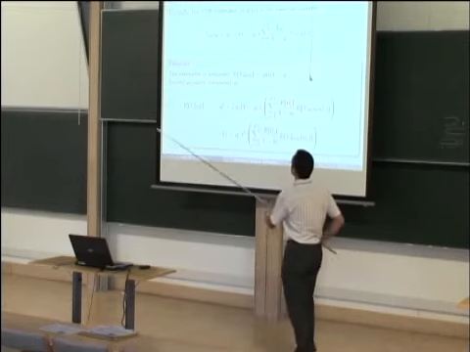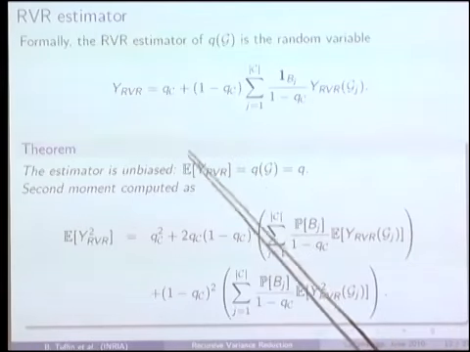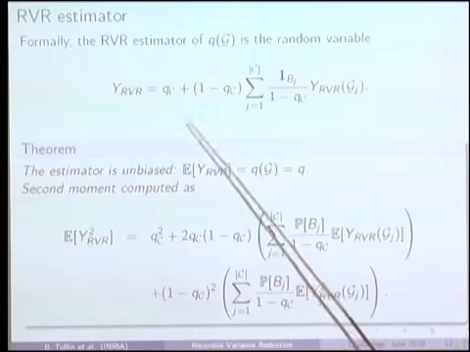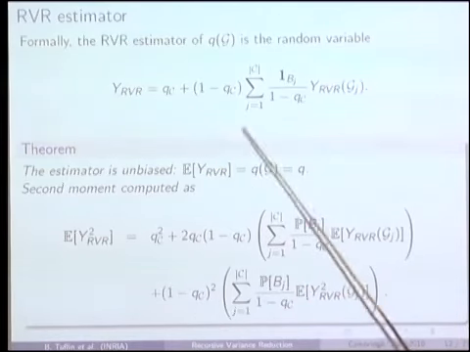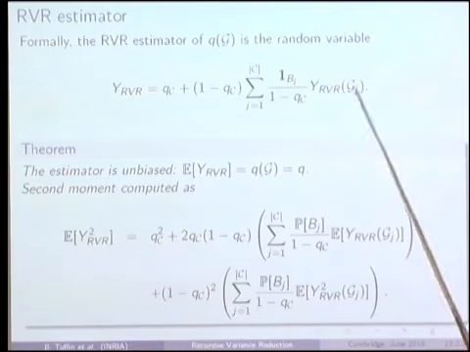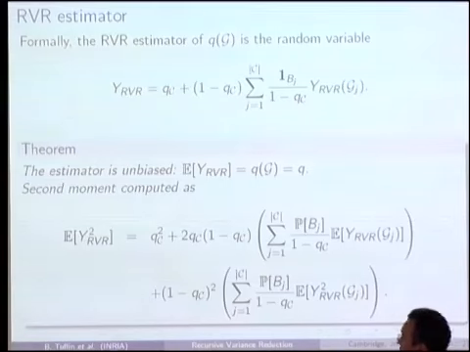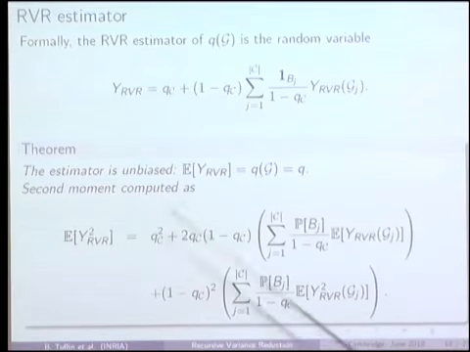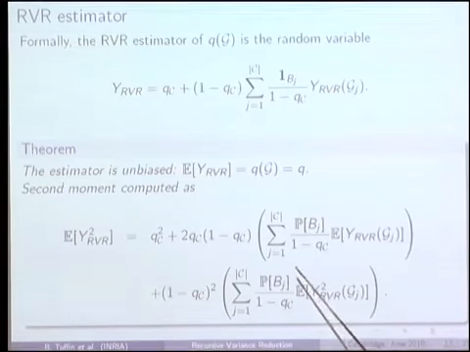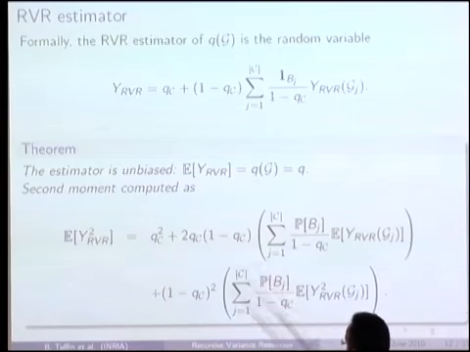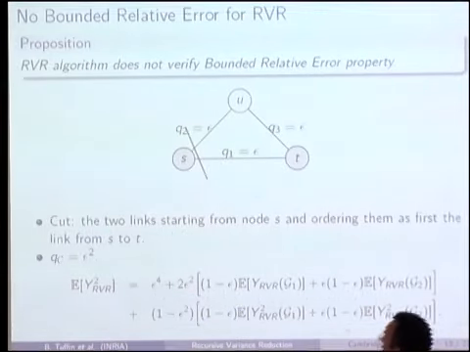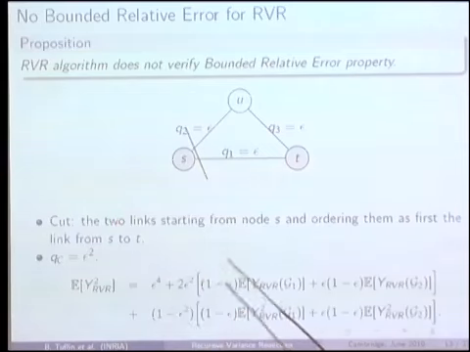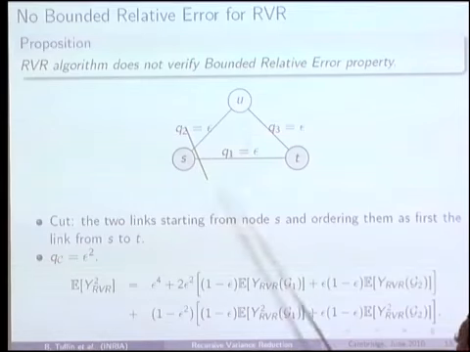So formally, the estimator that we get is given by this formula. Here we have the probability of the cut set and the conditional probabilities for the different subgraphs that we have. And it is easy to show that the resulting estimator is unbiased, and the second moment can be computed also quite easily, with this formula, again with those recursive values. And one problem with the method is that it doesn't verify bounded relative error. So here is an illustration, and it also helps to understand how it works.